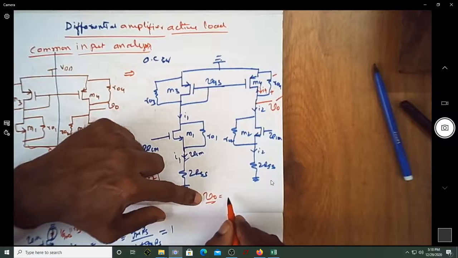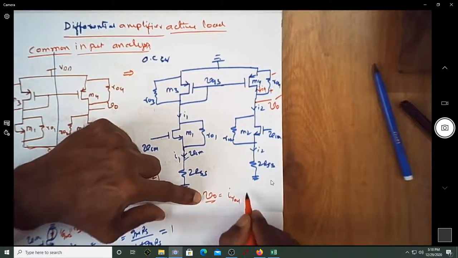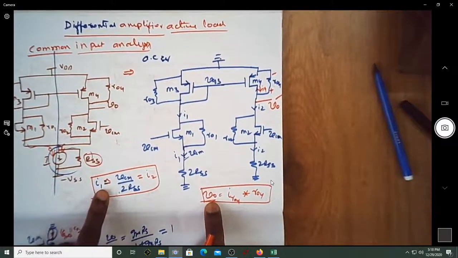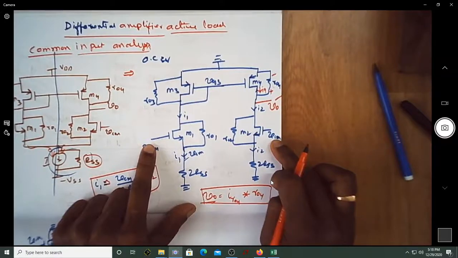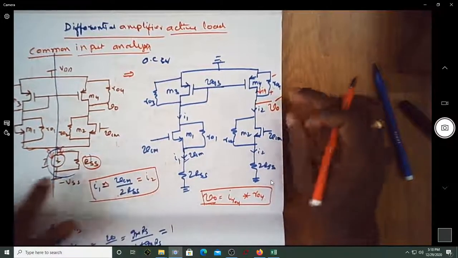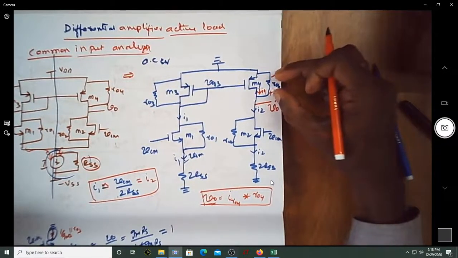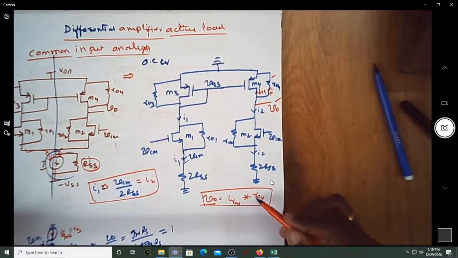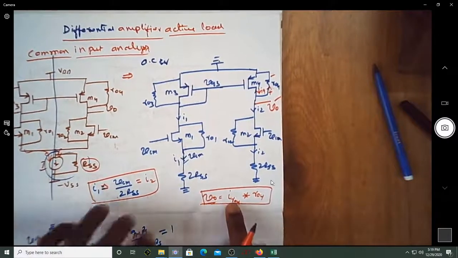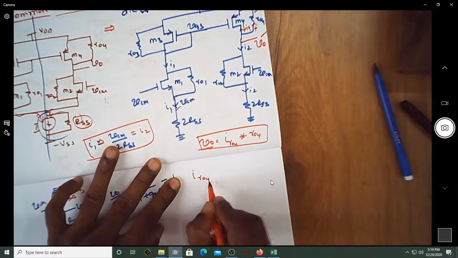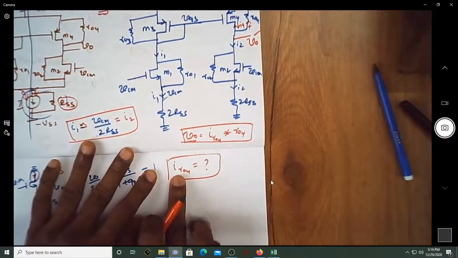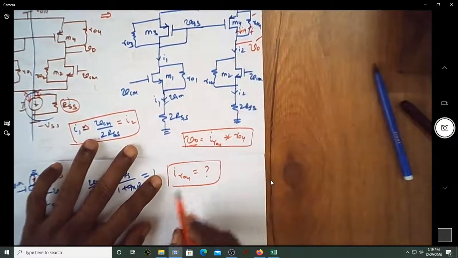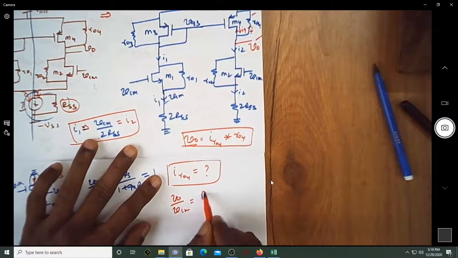So V0 can be written as the current through R04 multiplied by the resistance R04. This is my output voltage. The output voltage for a commonly applied input voltage is V0, which can be found if you can find the drop across this resistor. The drop across this resistor is the current flowing through it, which we have assumed as IR04, multiplied by the resistance R04. Now the point is, we have to find out how much is IR04. This needs to be found. If I can find this current through R04 and multiply with R04, you can get the expression for V0. If you know V0, then V0 by VCM happens to be my common mode gain.